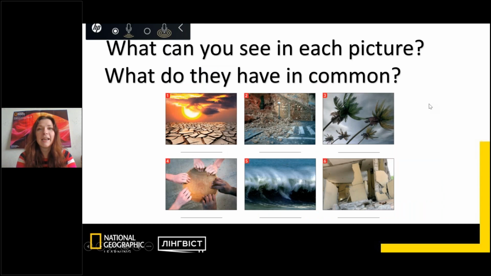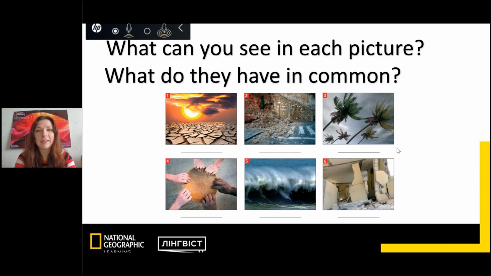Okay. So again, today we are going to talk about weather and natural disasters. If you see these pictures, what can you see in each picture? What do they have in common, actually? Are there any pictures that are very difficult to understand, what they want to suggest? So now I'm ready to read your answers.